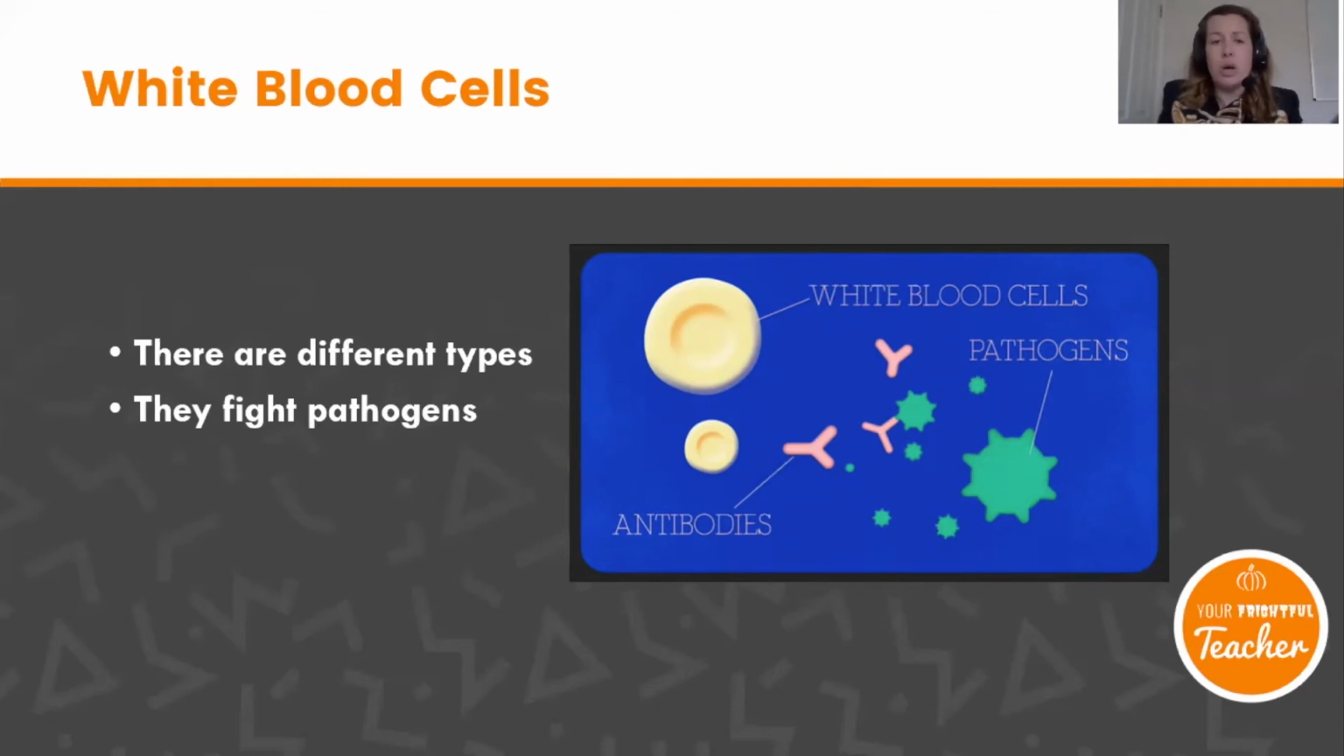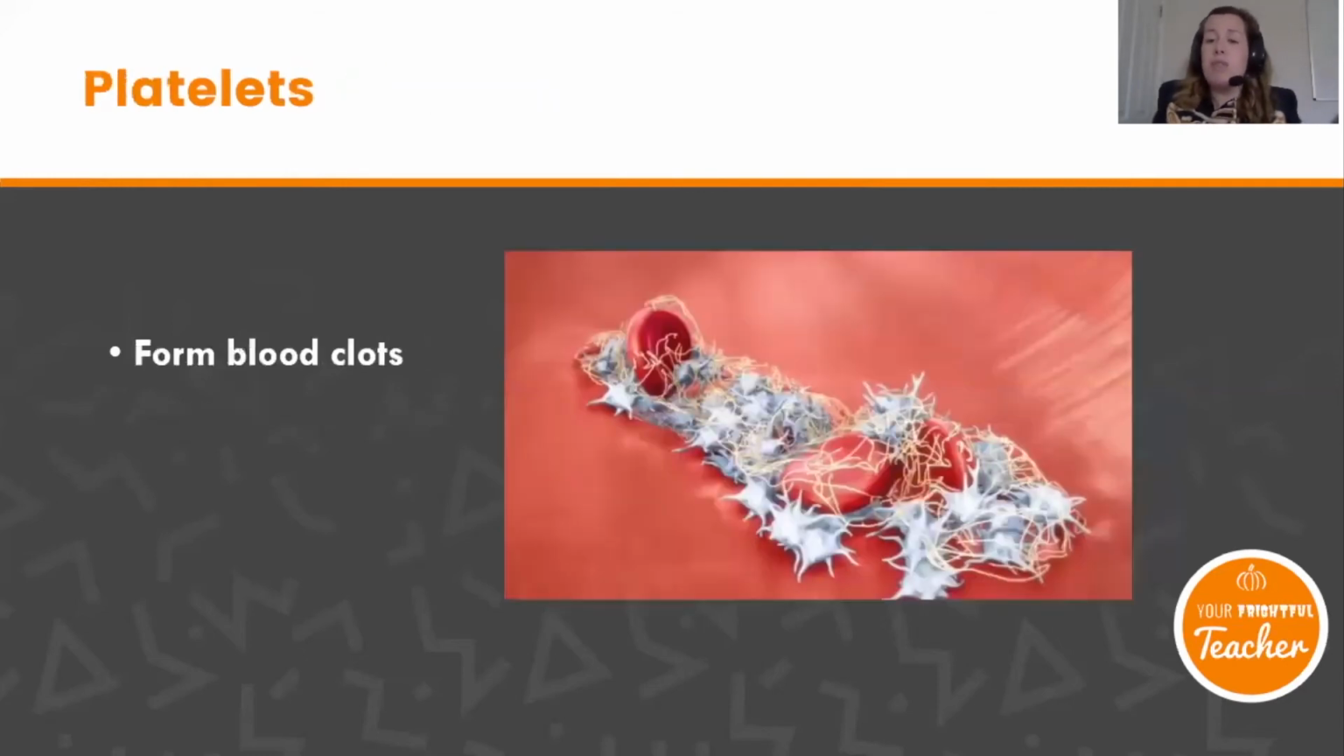And then the last one, the one that most people have never heard of, are platelets. Platelets are really, really important. They form blood clots. This basically stops you bleeding to death. So whenever you get a cut on your body, you've obviously broken a blood vessel there, blood's escaping, and platelets form a web and a mesh to block the hole and stop you bleeding to death, essentially.